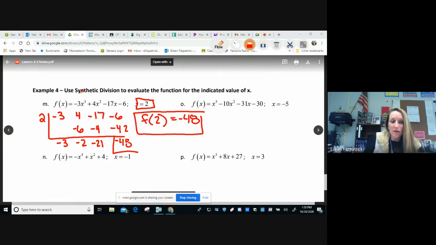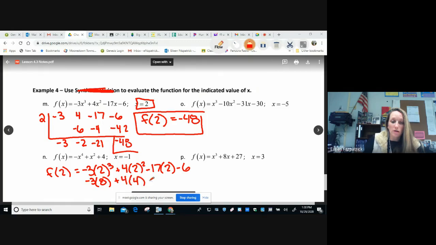Watch this. If I didn't tell you to use synthetic division, and I just said evaluate the function, I'm sure many of you would be like, oh, I just have to plug 2 in. So let's see what happens when you just plug 2 in. You have -3 times 2 cubed plus 4 times 2 squared minus 17 times 2 minus 6. So I have -3, 2 cubed is 8, plus 4, 2 squared is 4, minus 17 times 2 minus 6.